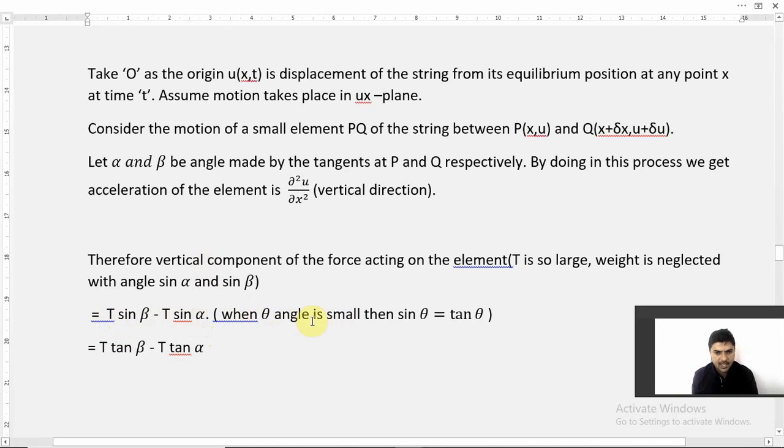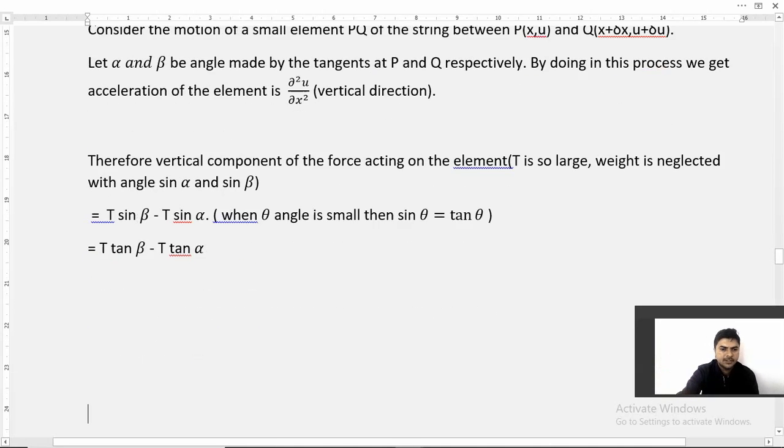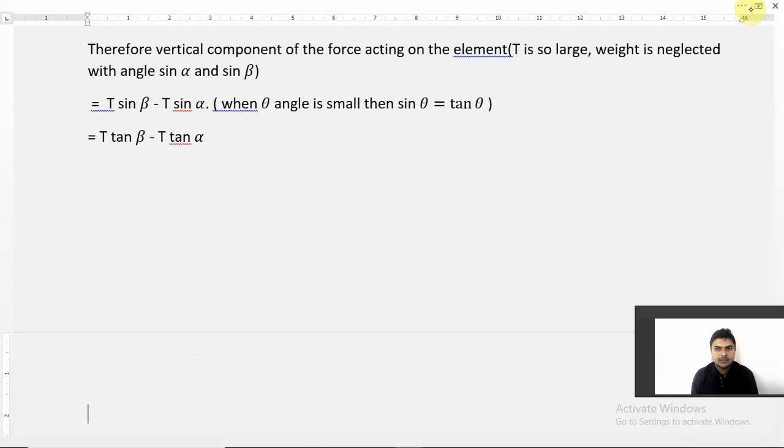When theta is a small angle, then sin theta is going to become tan theta. So the angle is very small. We just consider this theta, sin theta will become automatically tan theta. So therefore it means that sin alpha can be written as tan alpha and sin beta can be written as tan beta. So sin and tan are close; for small angles their values are very close. So now we'll derive this, friends. Now okay, just take the pen.